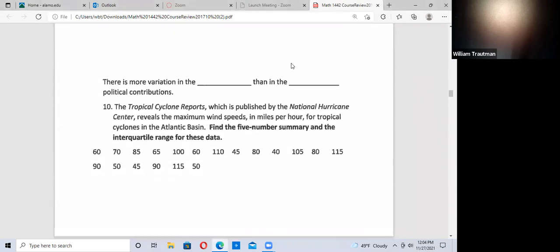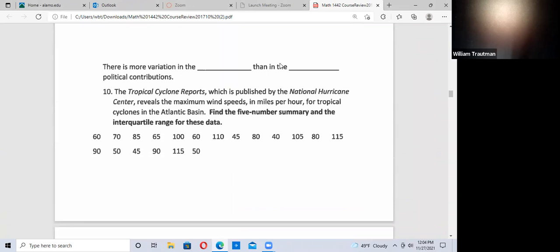All right, question 10. Find the 5-number summary and the interquartile range. So the 5-number summary consists of your lowest number, your highest number, Q1, your median, and then Q3. Put all this data in a list, list 1.